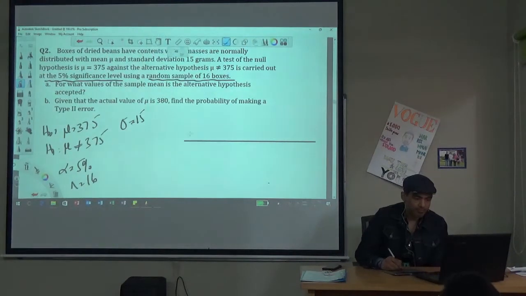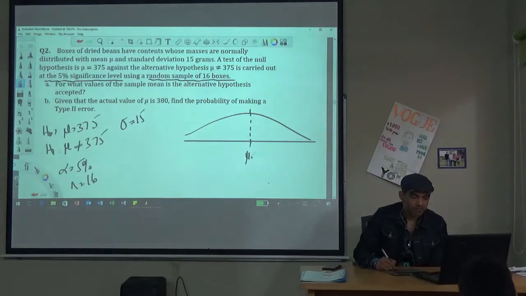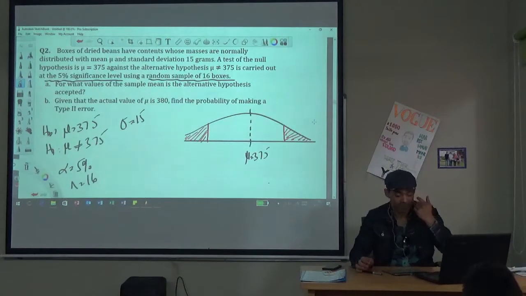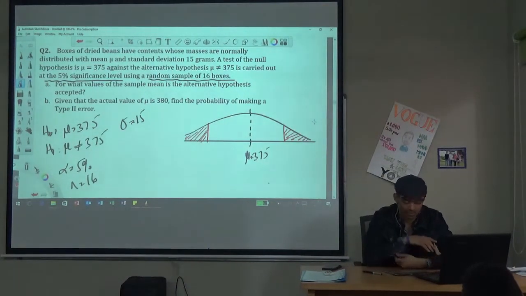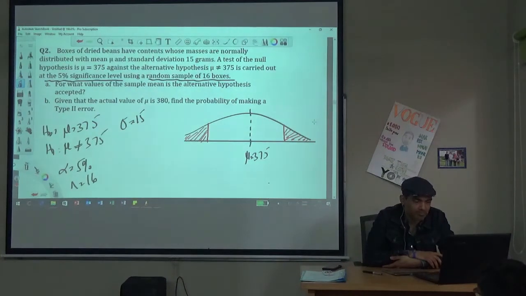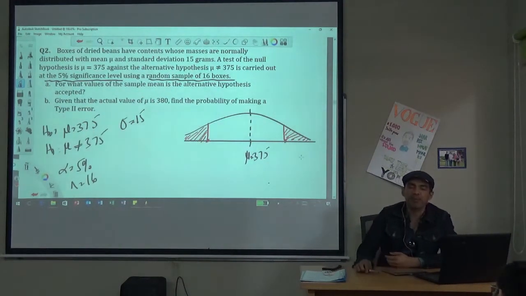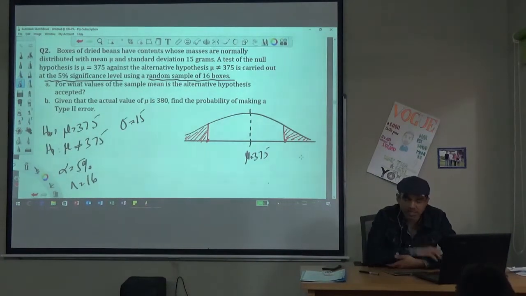So, let's make the diagram. It's a two-tailed test. Mu is 375. The rejection region is on both sides. We need to identify the rejection region, which means we need to first get the Z critical and then convert the Z critical to the X critical.